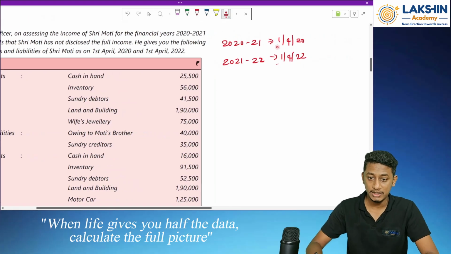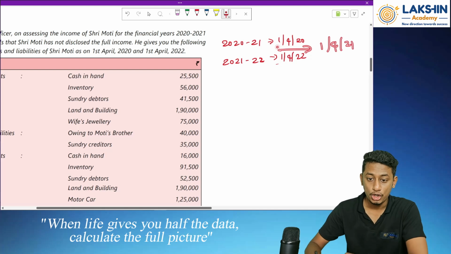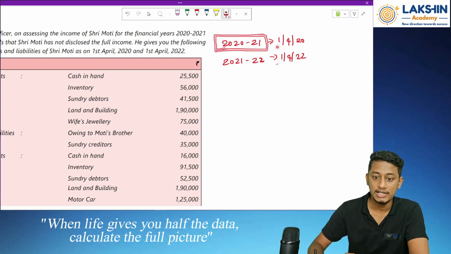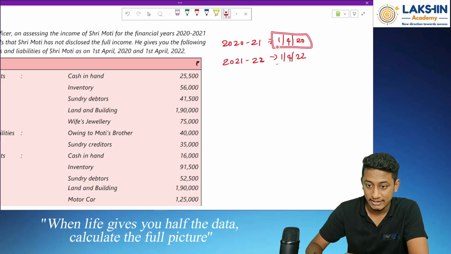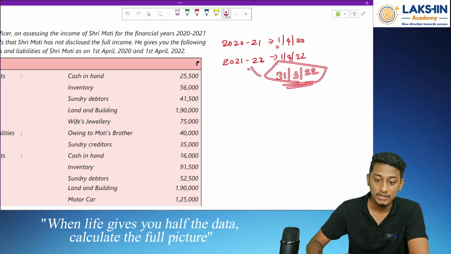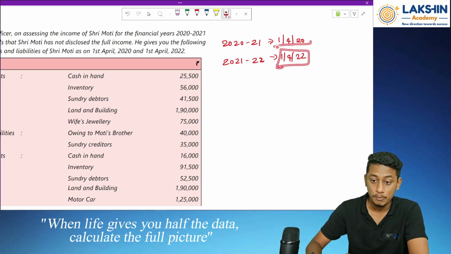If you see properly, in between this they have not given us 1st April 21. That means the closing balance of all the assets for this year is not given to us. Right? See, when I say 1st April 2020, that means this is the opening balance of all the assets and liabilities of 2021. Whereas here what is given to me? The closing balance, because I can also write it as 31st March 2022. This would be my closing balance of this financial year. Right? So the closing balance is given over here, opening balance is given over here.